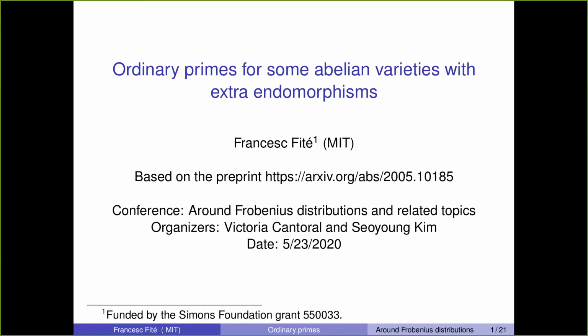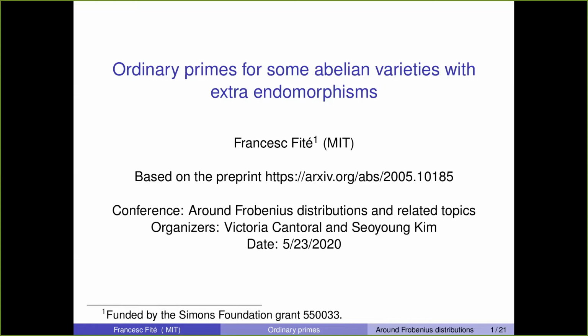I want to do three things in this talk. First of all, I want to present the conjecture on the density of a set of primes which are ordinary for an abelian variety defined over a number field. Then I want to discuss the beautiful results that we already know about this conjecture. This conjecture in particular is known when the dimension is at most 2.